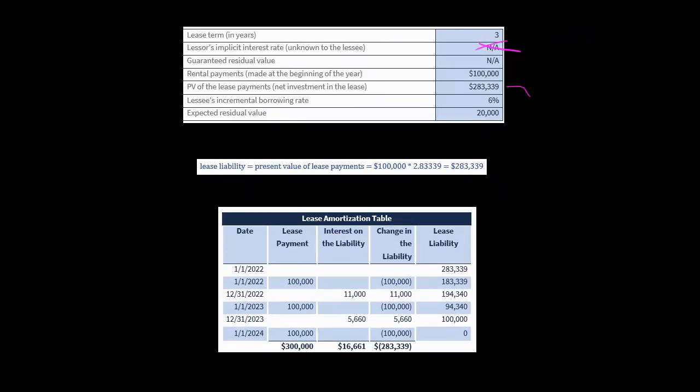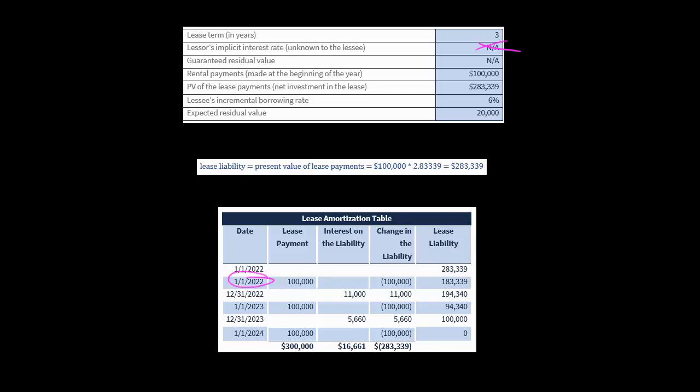And you see $283,339. That is our initial measurement of the lease liability. So the lessee, this is the amount they're going to put in the liability section on their statement of financial position at the commencement of the lease. Okay. Now, over time, they're going to make payments, and the payments are going to reduce the lease liability.